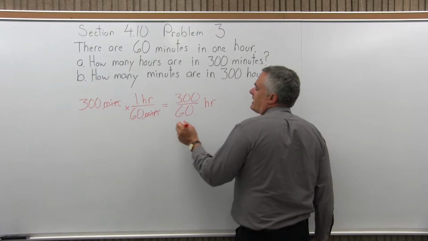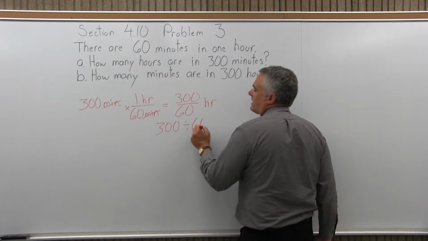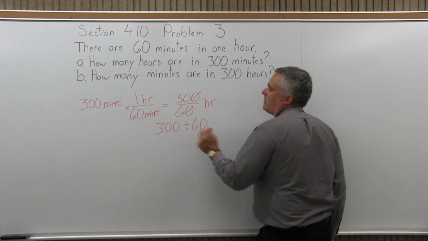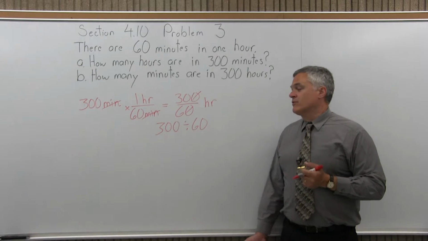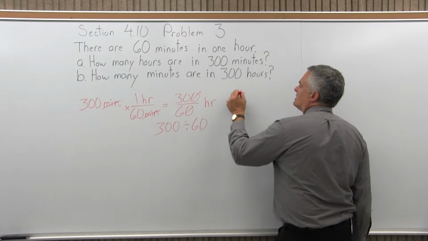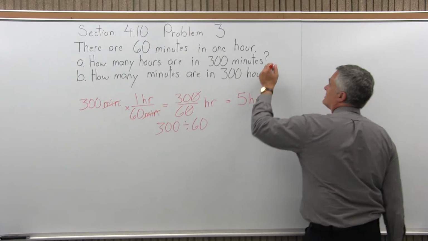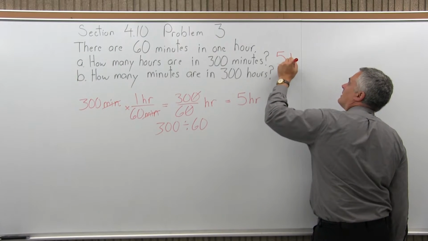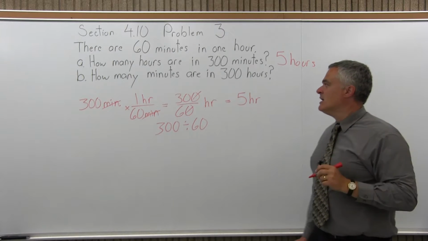So this I can do without a calculator. If you don't see it, you can just simply do the numerator 300 divided by the denominator 60. But in my head, I can see that I can cancel the zeros top and bottom. I'm left with 30 over 6, which I know will reduce to 5. So 300 minutes is the same as 5 hours. So I'll write that next to Part A. 300 minutes is the same as 5 hours.